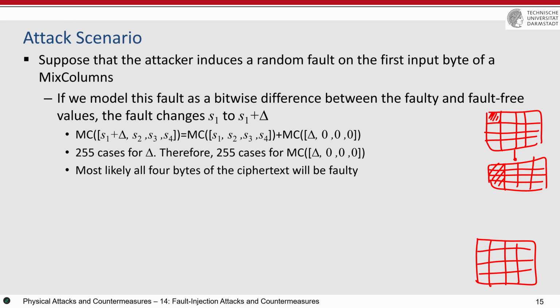All these 4 will be faulty. Then because of the shift rows, these faulty values will show up like this in 1 column. Means that if you look at the ciphertext and compare it with the faulty ciphertext and you see that these bytes are faulty, then you're definitely sure that only 1 mixed column is faulty.